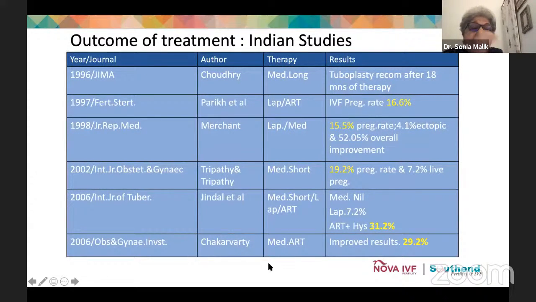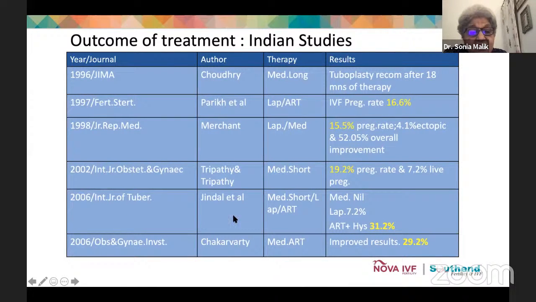So this is the outcome of some of the Indian studies that have been published over the years. Some of them are also indicating ART. For instance, Dr. Firoza Parekh's seminal paper, which came after in 1997, where she had looked at laparoscopic evidence of tuberculosis and then followed by ART, giving a pregnancy rate of 16.6%.